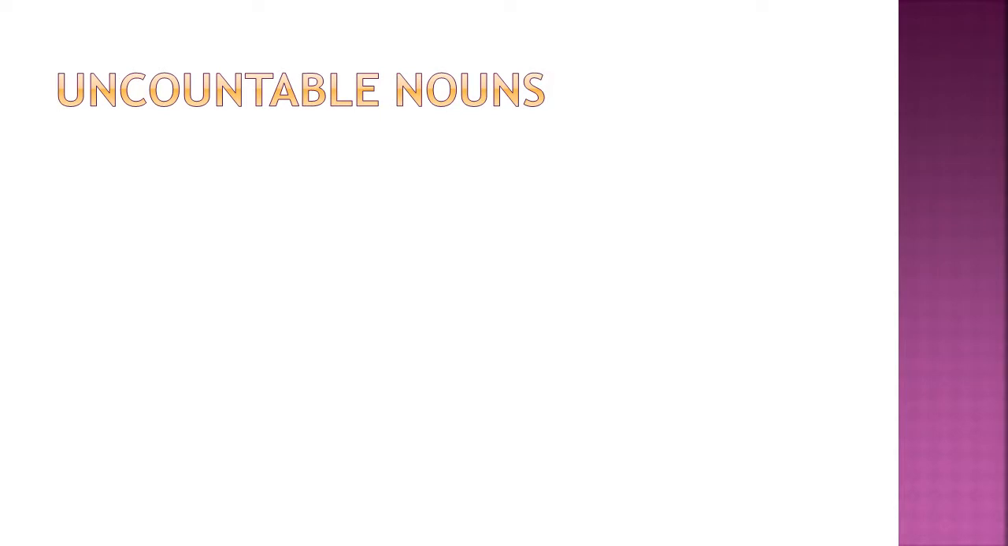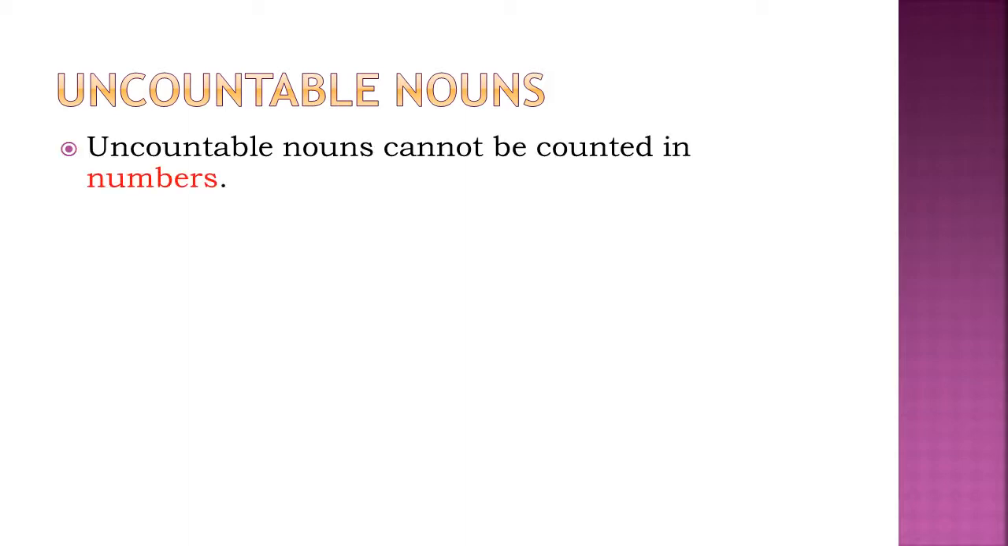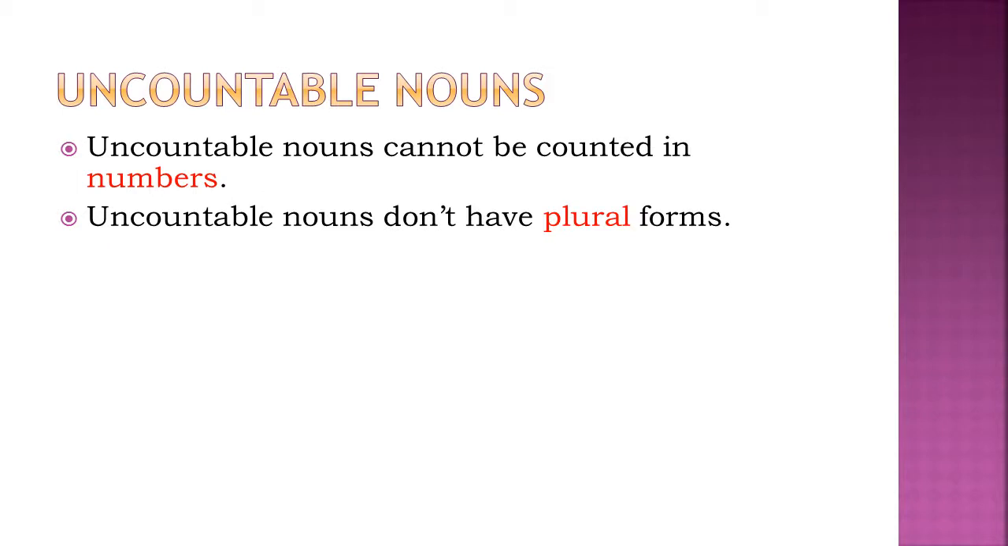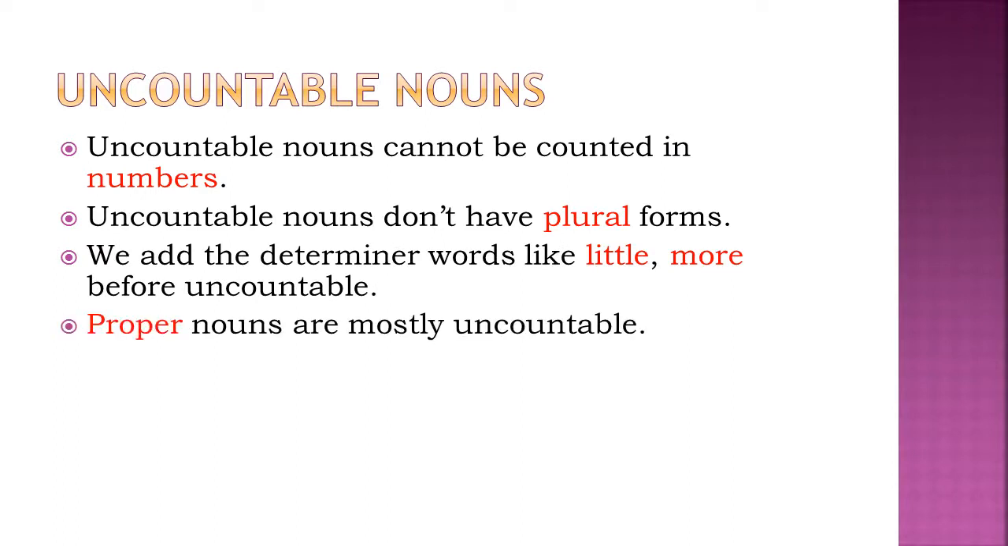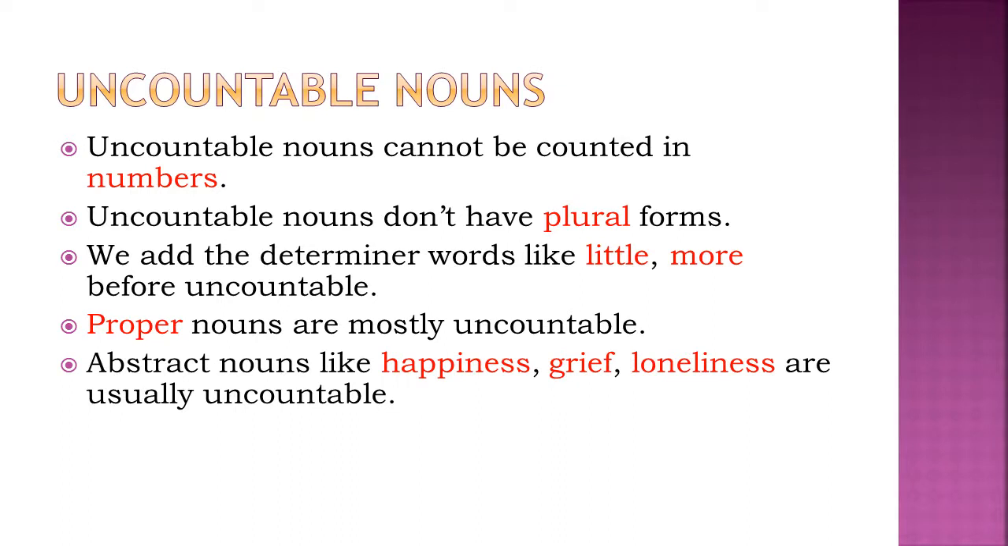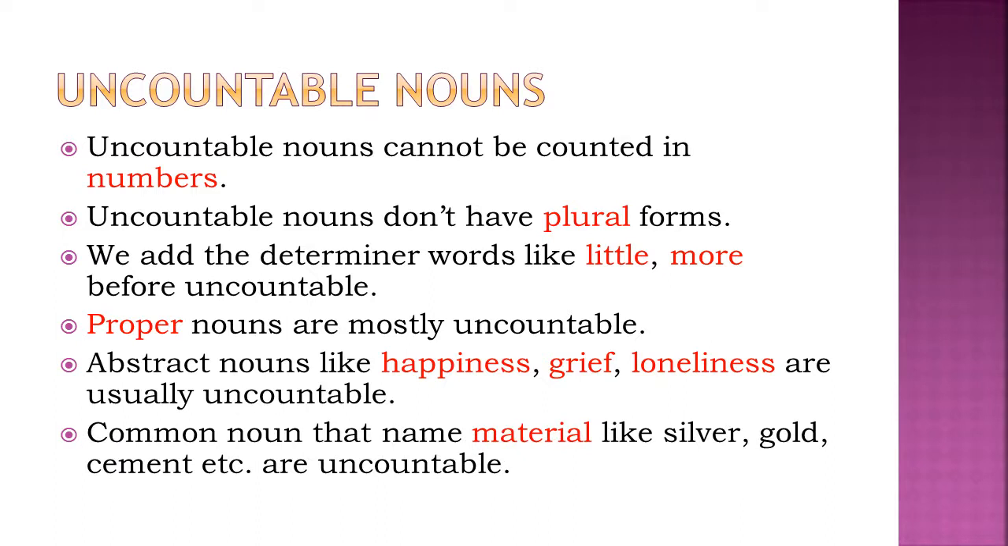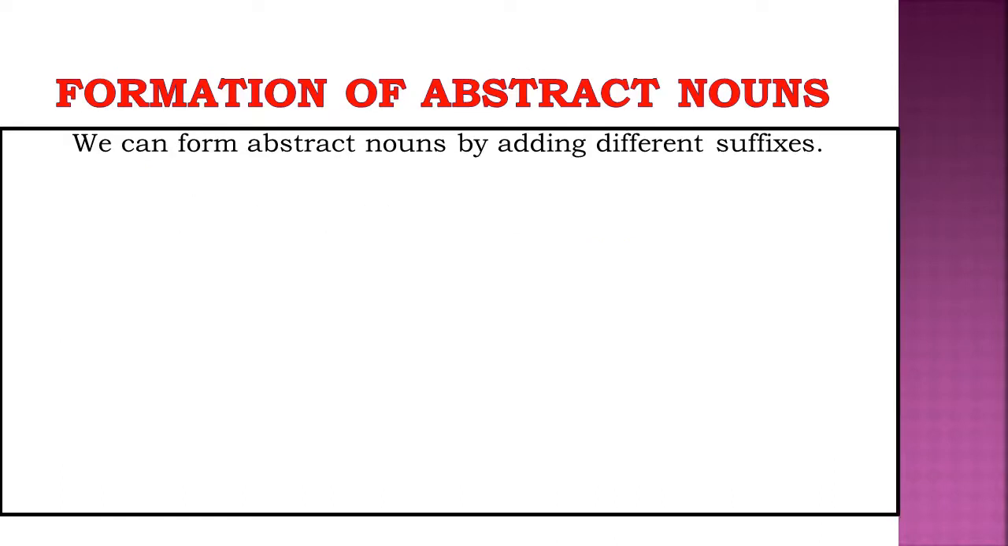Now let us understand about uncountable nouns. Uncountable nouns cannot be counted in numbers because they cannot be treated as separate objects. Uncountable nouns do not have plural forms. We add the determiner words like little, more before uncountable nouns. Proper nouns are mostly uncountable because it is the name given to a particular person, place, animal or thing. Abstract nouns like happiness, grief, loneliness are usually uncountable. Common nouns that name material like silver, gold, cement, etc. are uncountable. Now children, turn to page number 9.